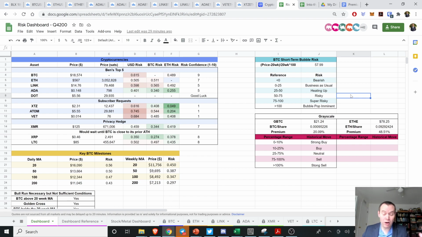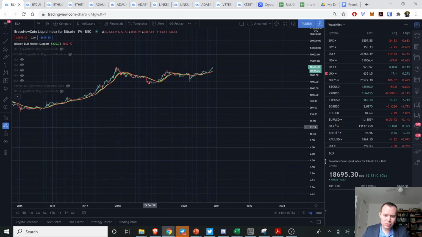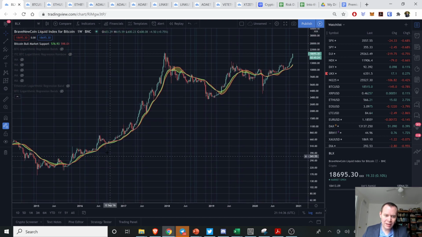So when it's far away from the 20-week, you might consider slowly building your dry powder stack. When it gets close to the 20-week, at that point you might consider pushing more of it in and taking on a bit more risk, in lieu of the idea that if we are in a bull market, then there's a good chance that we will hold the 20-week moving average as support, like we did last market cycle and like we've started to do this market cycle.